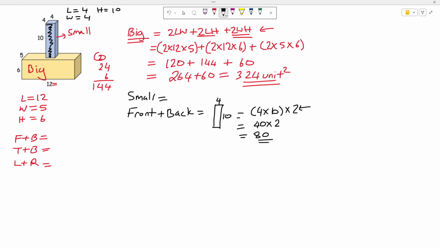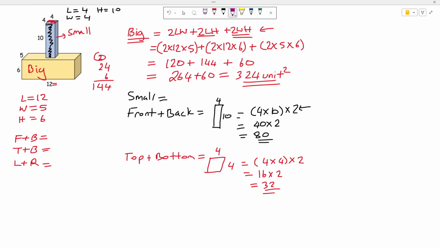80 units square. The next one, I'm going to find the area of the top and bottom. So top plus the bottom. Top and bottom consists of this figure right here, which is a square. So 4 times 4. Since we're finding top and bottom, we're going to do 4 times 4 and multiply it by 2. So we have 16 times 2, which is equal to 32 units square, right guys?